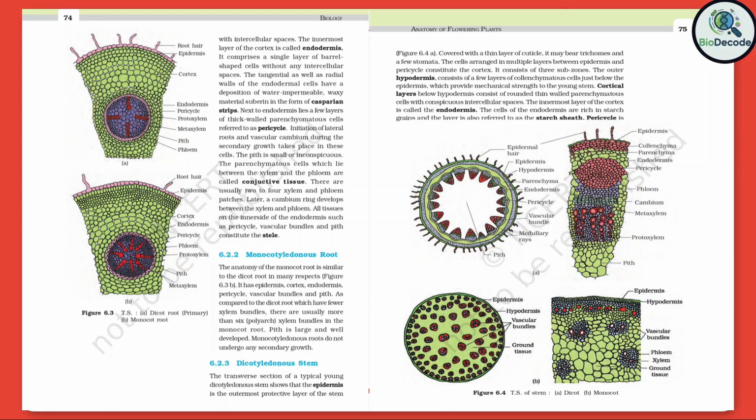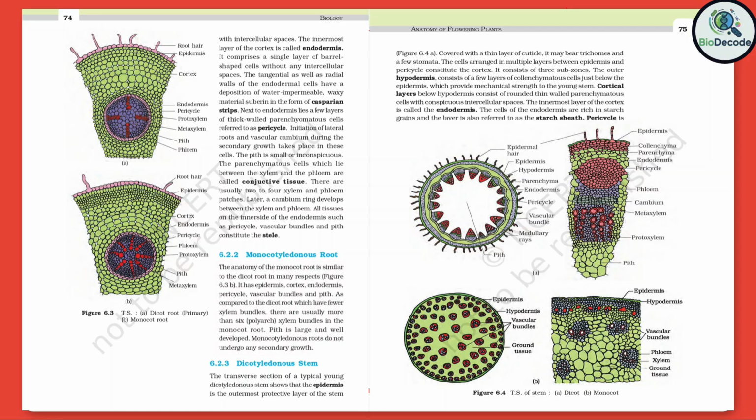Monocotyledonous root. The anatomy of a monocot root is similar to that of a dicot root in many respects, as shown in Figure 6.3b. It has epidermis, cortex, endodermis, pericycle, vascular bundles, and pith. Compared to the dicot root, which has fewer xylem bundles, the monocot root has more than 6 xylem bundles, also called the polyarch condition. The pith is large and well developed. Monocotyledonous roots do not undergo secondary growth.